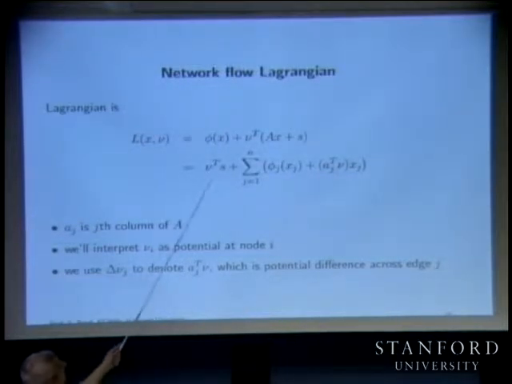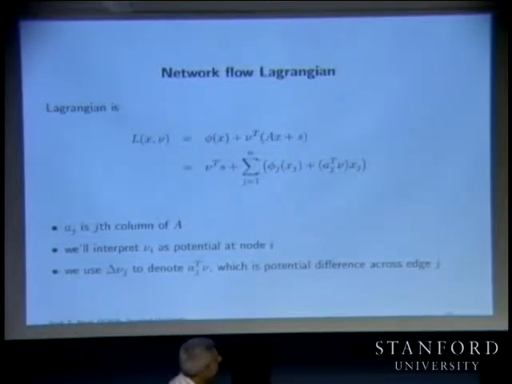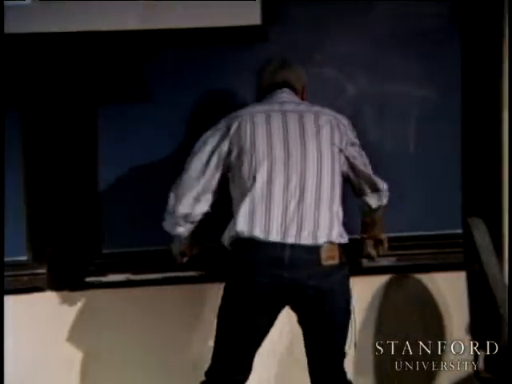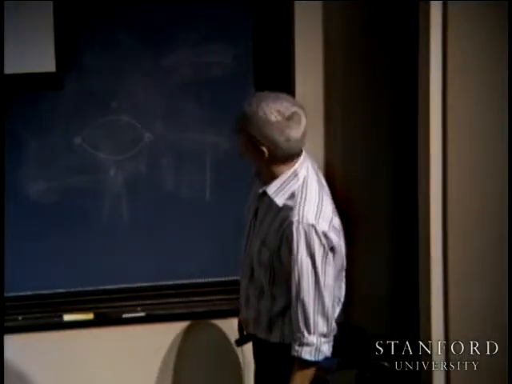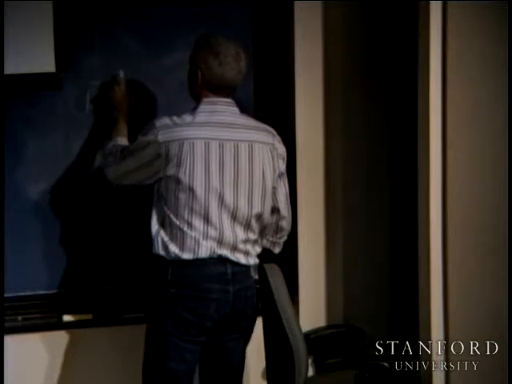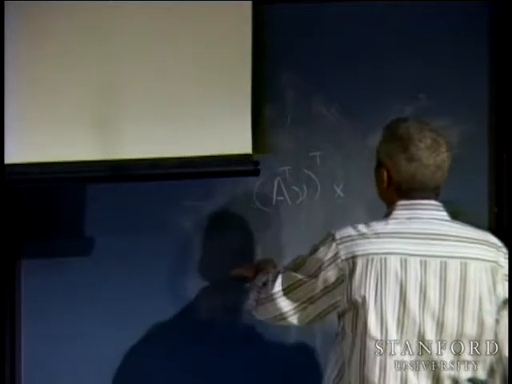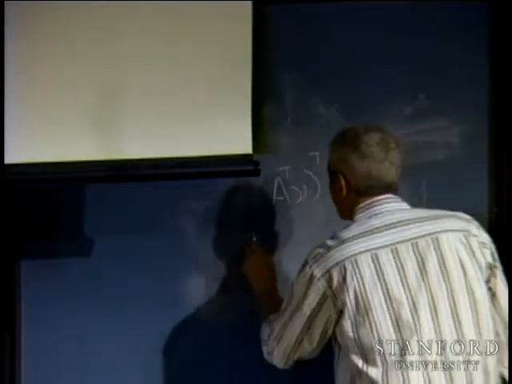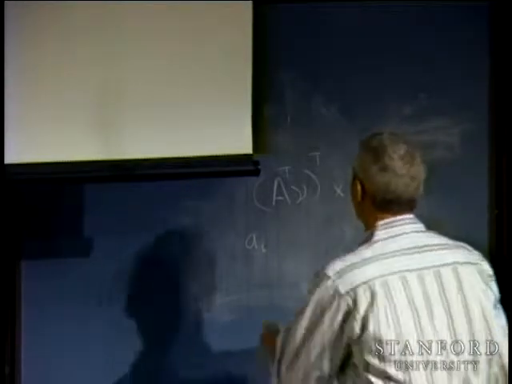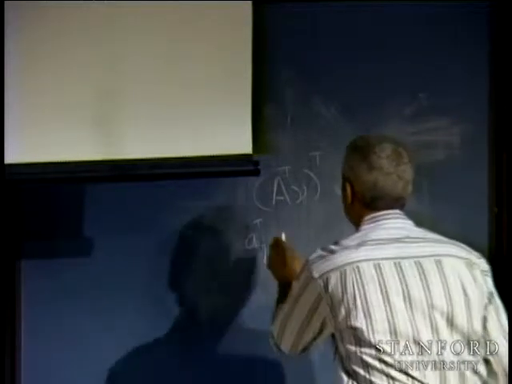Okay, so this is completely separable in the x's, and let's actually look at what A transpose nu is. So let me try to get that right. We go (A transpose nu) transpose times x. That's the component in the Lagrangian associated with the constraints, the linear component. This has various entries, but the entries look like this: a_j transpose nu.